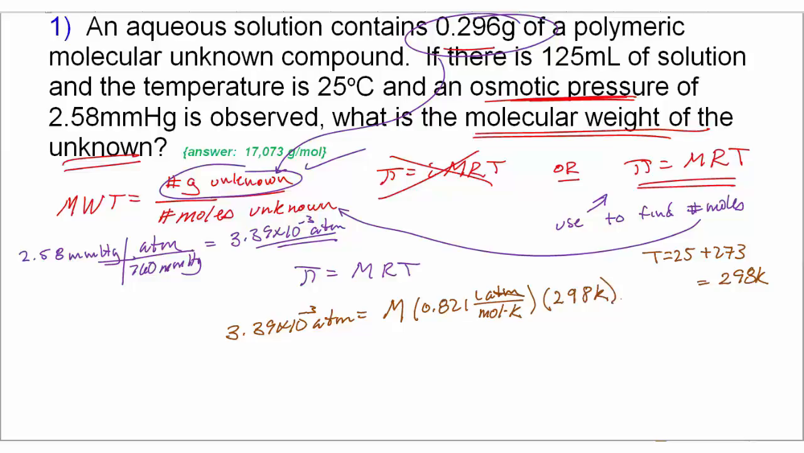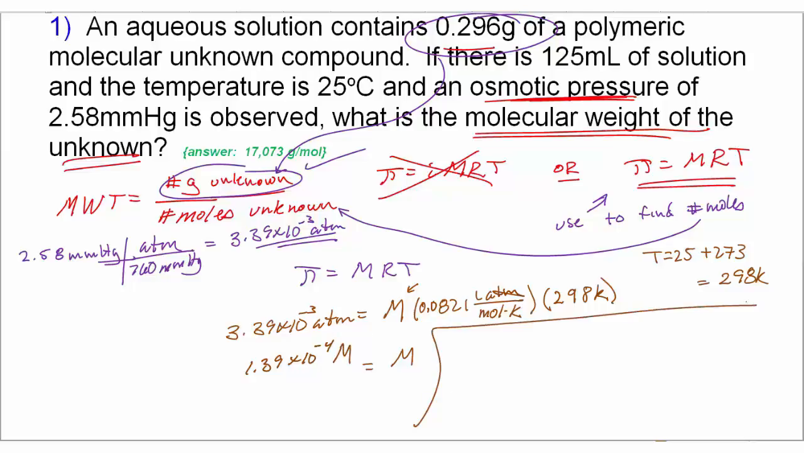Okay, so do you see why we are solving for molarity, big M? Because it has moles in it, right? Because big M is moles over liters, so we'll be able to solve for it. Let's just get big M first. So 3.39 times 10 to the negative 3 divided by, that should be 0.0821, right? Divided by 0.0821 divided by 298, you get about 1.39 times 10 to the negative 4 molar.